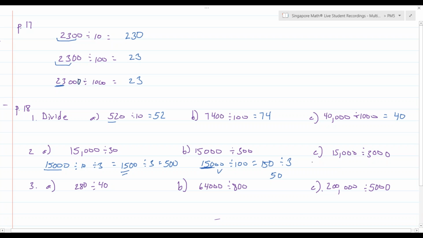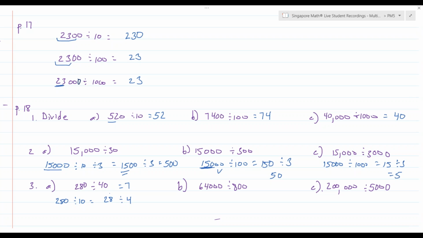15,000 divided by 3,000, again think of it as taking 15,000, dividing it by 1,000, and you're getting 15. Then I still need to divide it by 3, and we have 5 as a final answer. You can think about division as a two-step problem. So 280 divided by 10 is 28. Divide that by 4, and we get 7 for an answer.